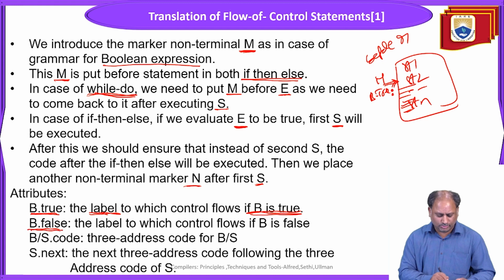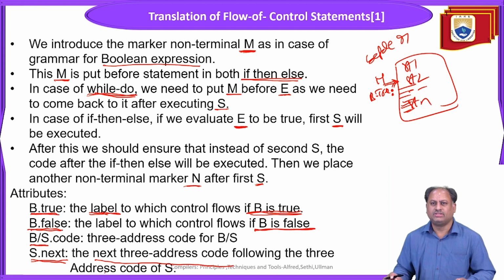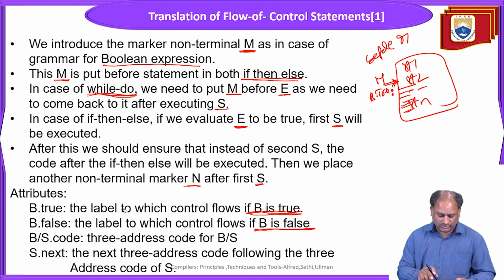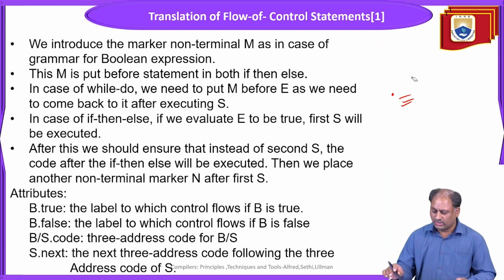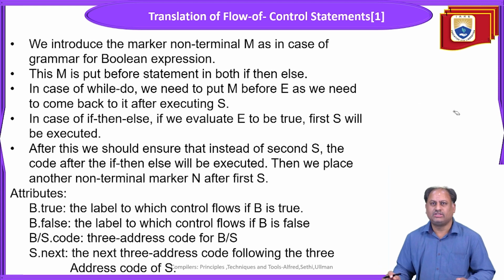Suppose the label is marked as false, then that control flow belongs to the false value. So you may apply branches, and next, S dot next, which is used for generating the next three address code following the three address code of S. Let us see an example of how these markers are introduced for calculating the three address code notation with the help of if else structures.